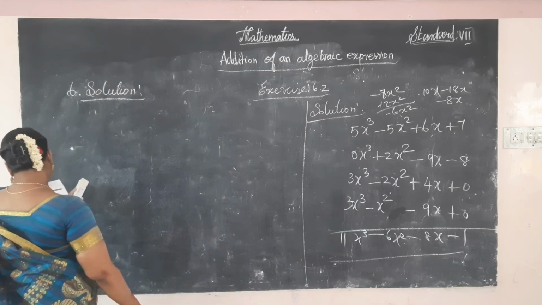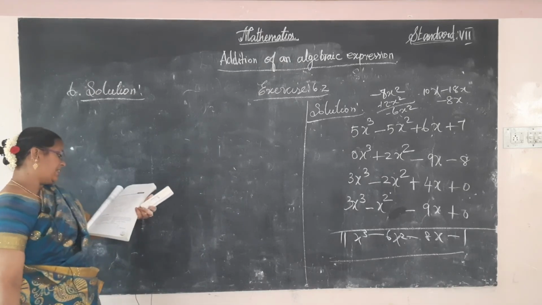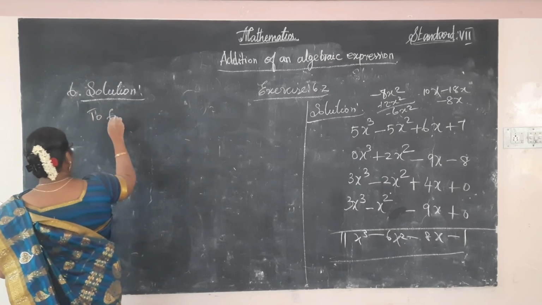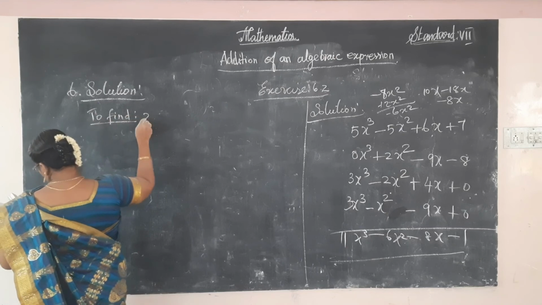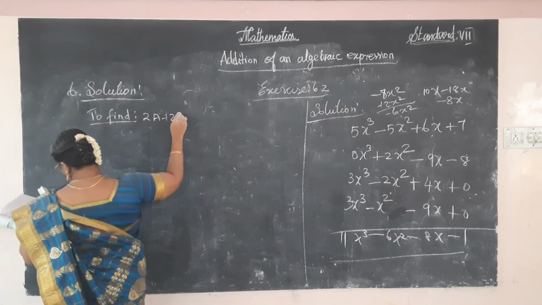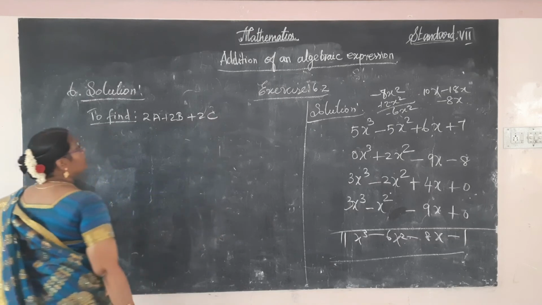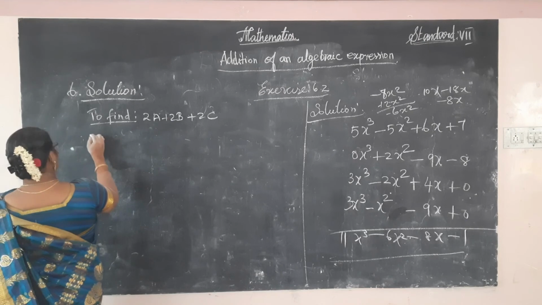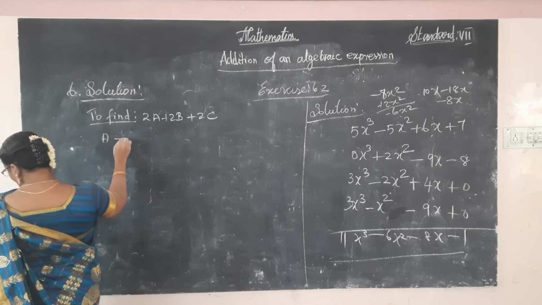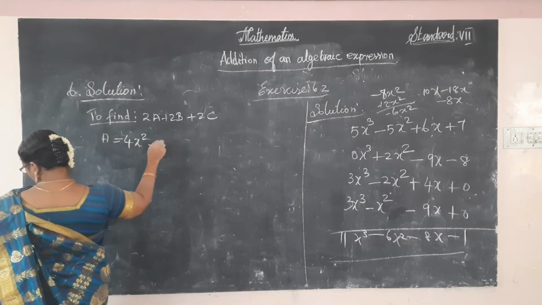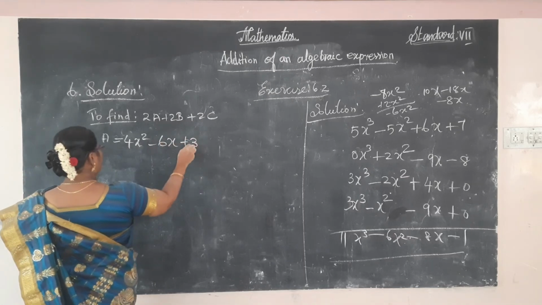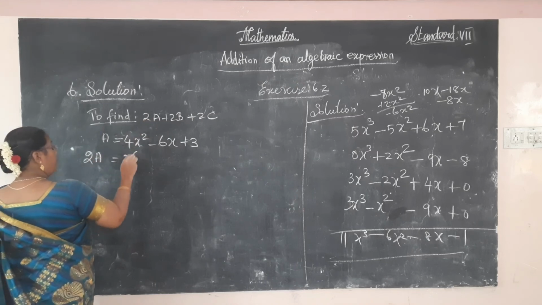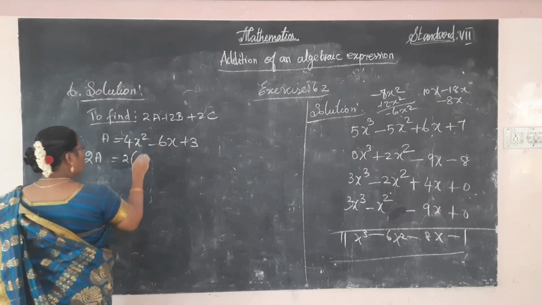If A, B, C are three algebraic expressions given, we have to find 2A plus 2B plus 2C. A is equal to 4x squared minus 6x plus 3. Now find the value of 2A. So each term of A is multiplied by 2.